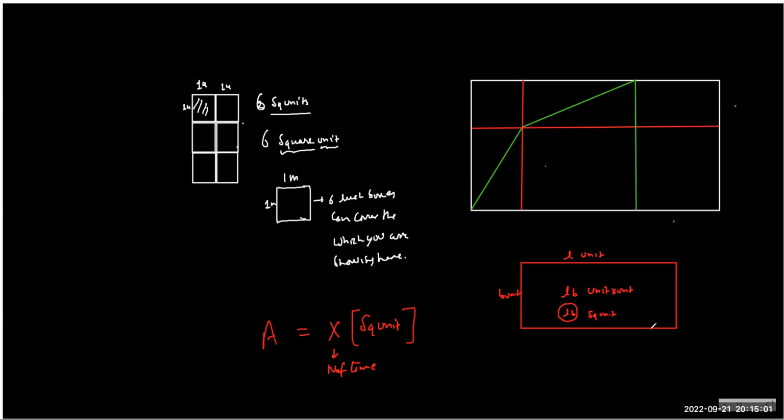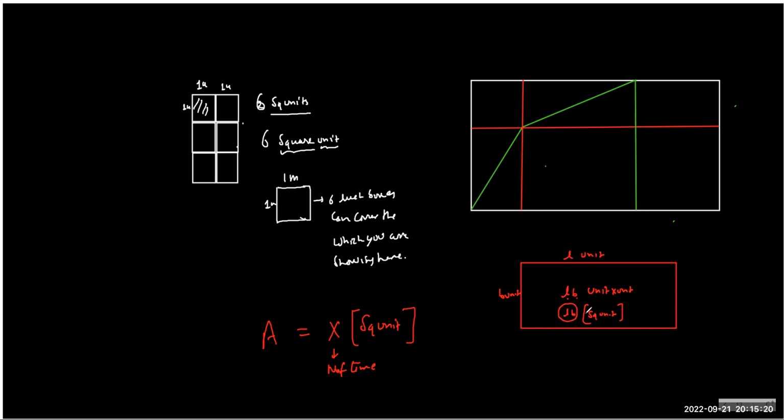Understood? Are you getting the idea of what I'm saying? So the LB is representing the count of the square units which can cover this part. That is the whole idea of area. The unit square which we are creating.